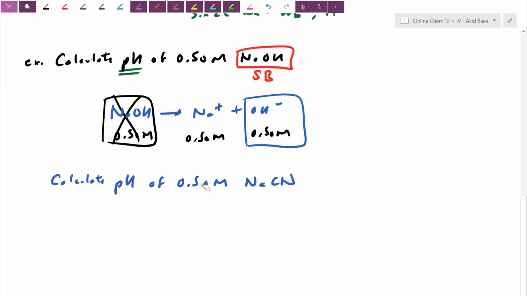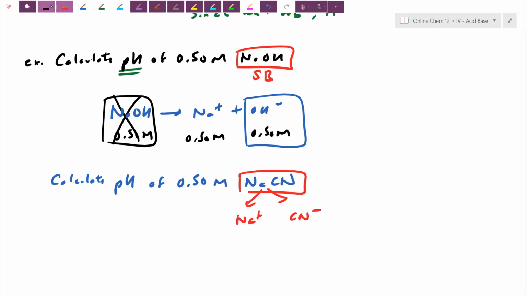Again, you ask yourself the question, well, what is this? It doesn't have the H, so it's not an acid. It doesn't have a charge, so it's probably not a base. This one is actually a salt. So NaCN would similarly break up to become Na+ and CN-. The Na+ we said was a spectator. Now we have 0.50 molar. Well, what's the big deal? NaOH was a strong base, so we can use a one-way arrow, no need for ice tables. Unfortunately, CN- is actually a weak base.